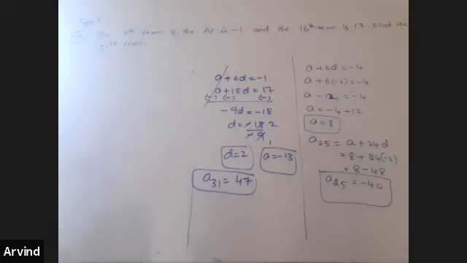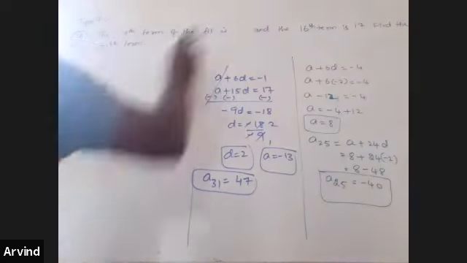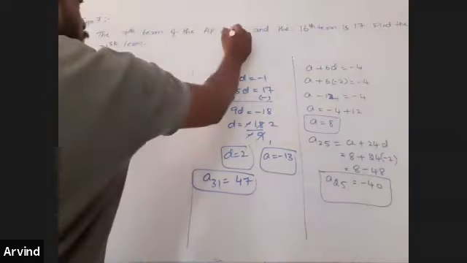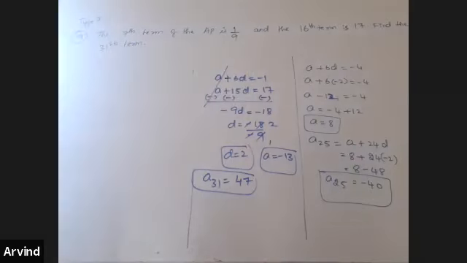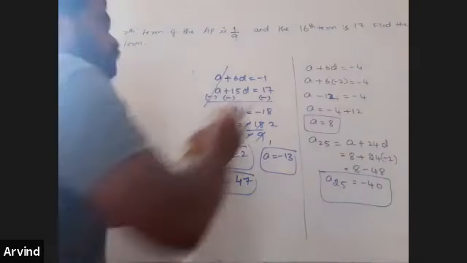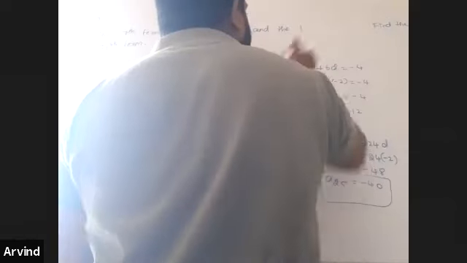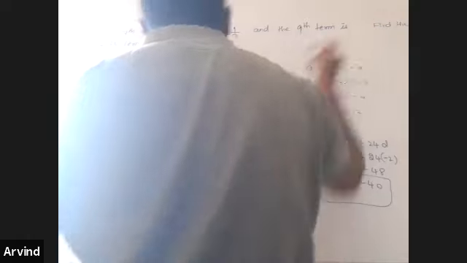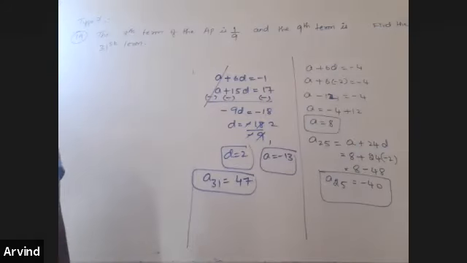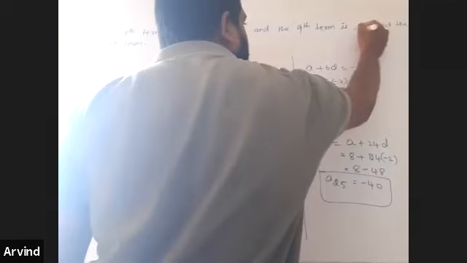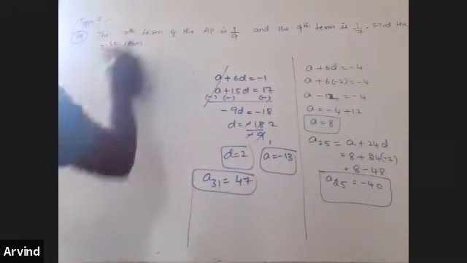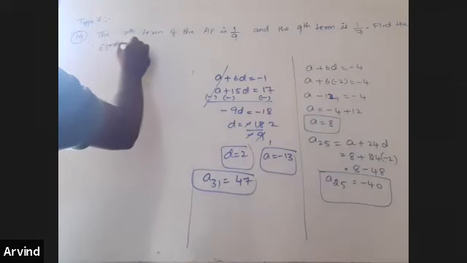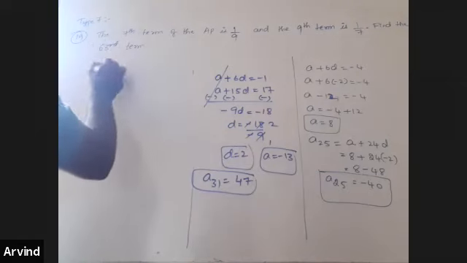Again, the seventh term of the AP is 1 by 9, and the ninth term is 1 by 7. Find the 63rd term. I'll also give you answers for your verification.